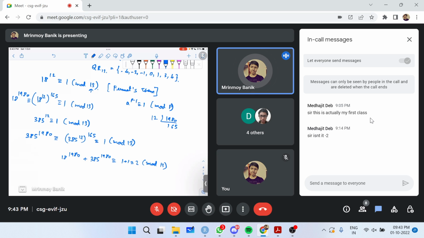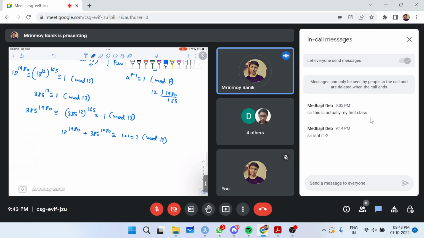And as you can see, this 2 is not in this set, so it's not a quadratic residue. So no perfect square can be congruent to 2 mod 13. This is not a perfect square.